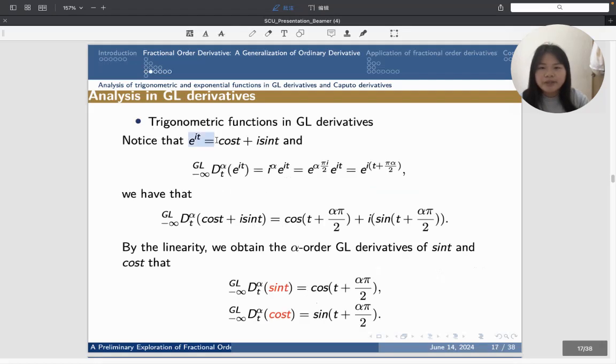Also, by using a very famous formula, we can derive the alpha order GL derivatives of sine x and cosine x in this way, which also perfectly matches our figures before.